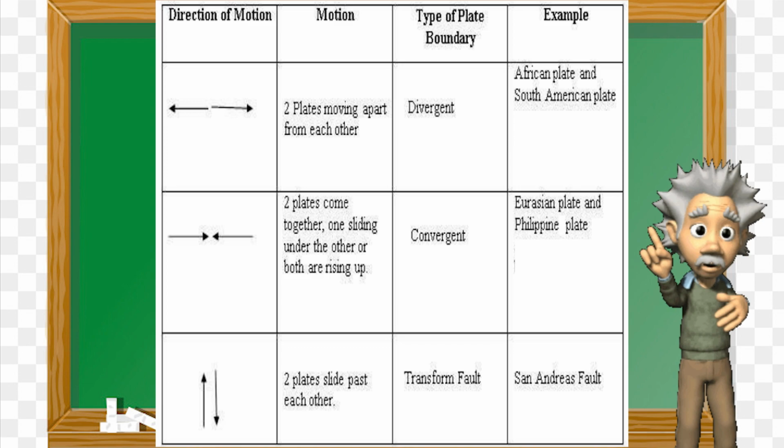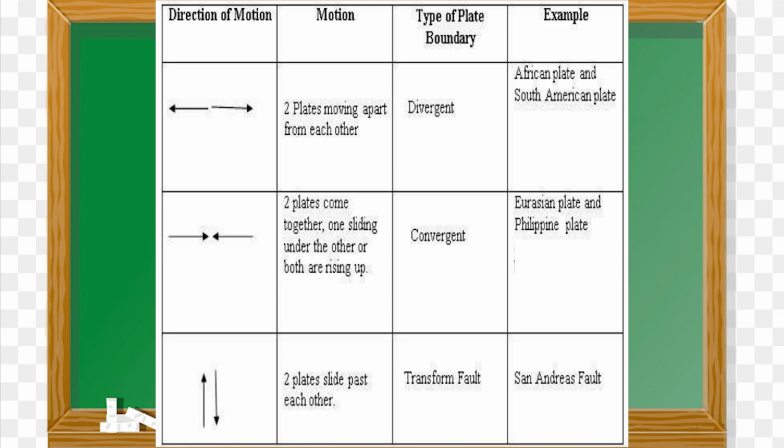While convergent plate boundary is formed when two plates come together, one sliding under the other or both rising up. An example for this is Eurasian plate and Philippine plate. And the last type of the plate boundary is transform fault boundary. It is formed when two plates slide past each other. And San Andreas fault is a type of transform fault plate boundary.